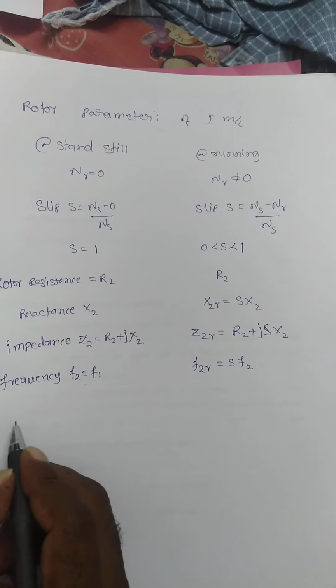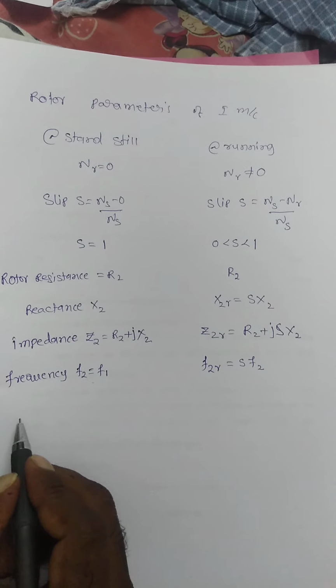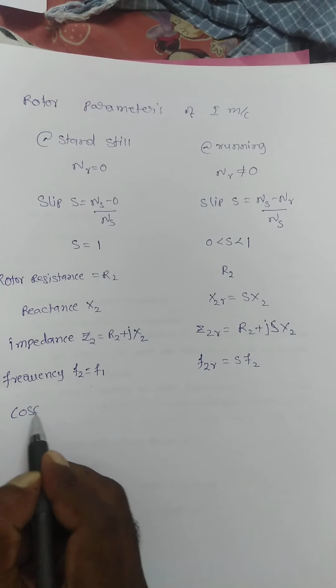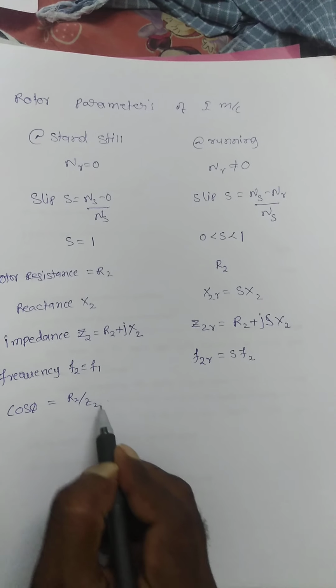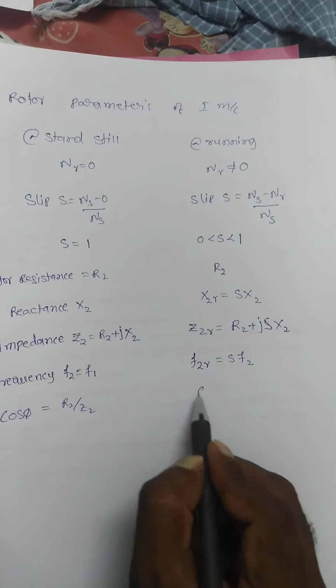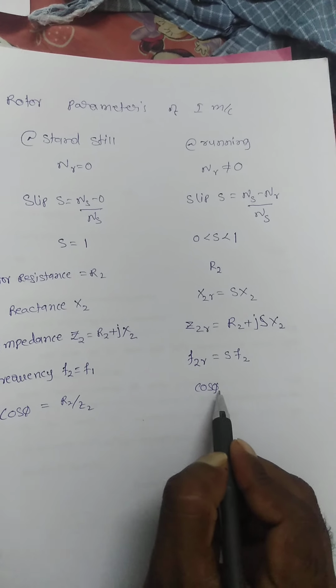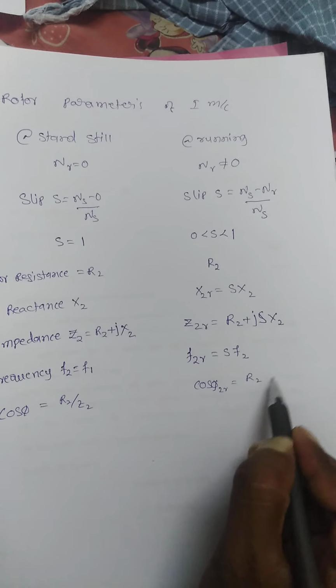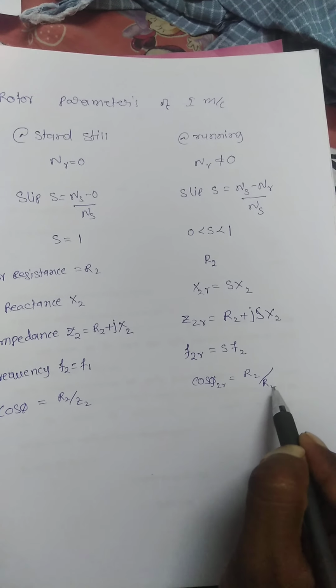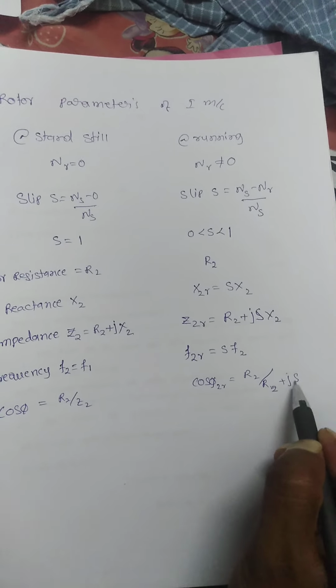And after that there is cos phi. Cos phi is the power factor. Cos phi equals R2 by Z2. Here the power factor under running condition, cos phi 2r, equals R2 by the square root of R2 squared plus (sX2) squared.